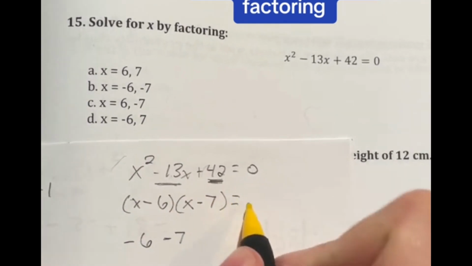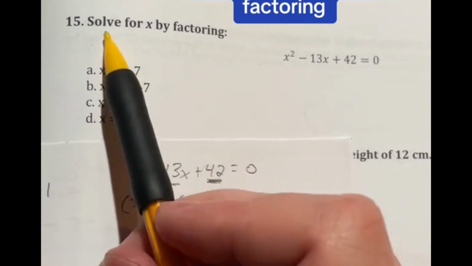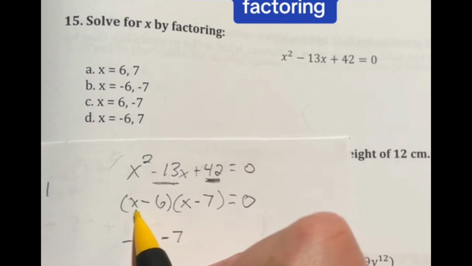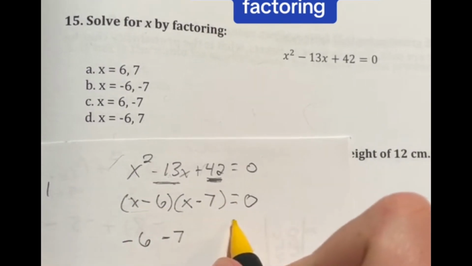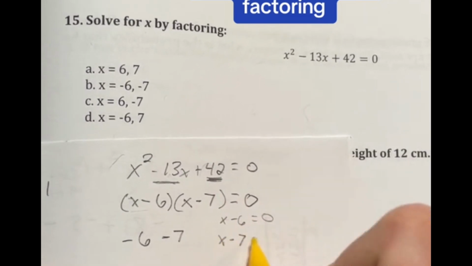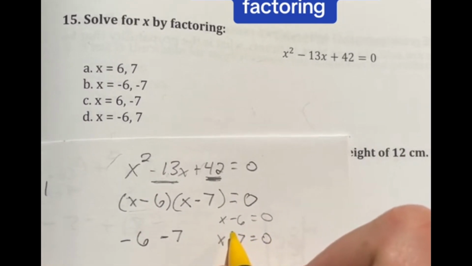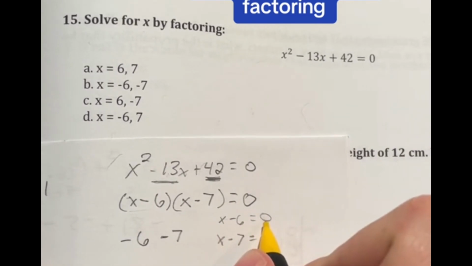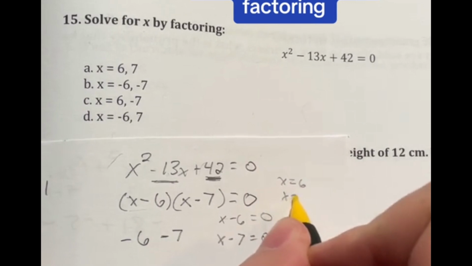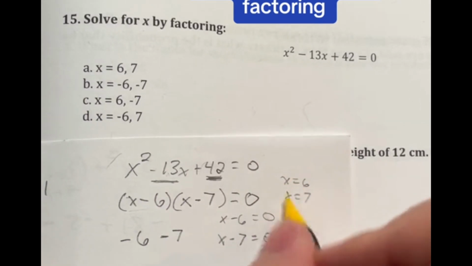And when we do that, we set this equal to 0. So we're not done because it says to solve by factoring. So when we're solving, what we're going to do is we're going to set each one of these individually equal to 0. So like x minus 6 equals 0 and x minus 7 equals 0. And then you just solve for x. So in this case, we're just adding the 6 to the other side to get x equals 6 and x equals 7. So this would be our final answer.